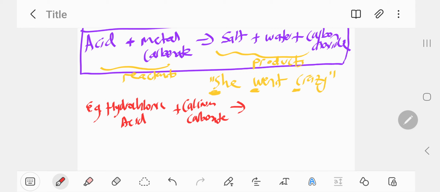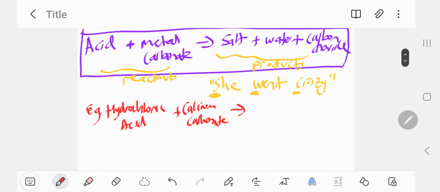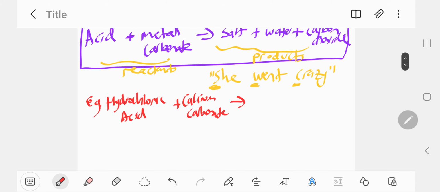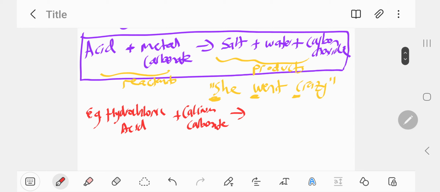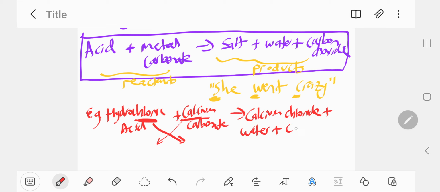What would I get? Well, to name the salt, there's an approach called the crisscross method. Now, a salt typically ends in chloride, okay? So the naming convention is you take the name of the metal first, which is calcium, and you add ide to this chloric to make it chloride: calcium chloride, plus water, plus carbon dioxide.